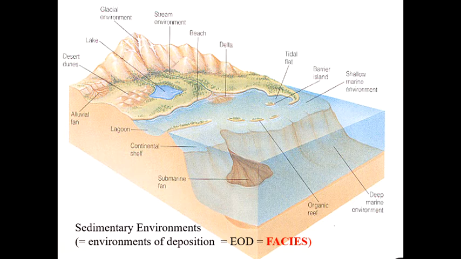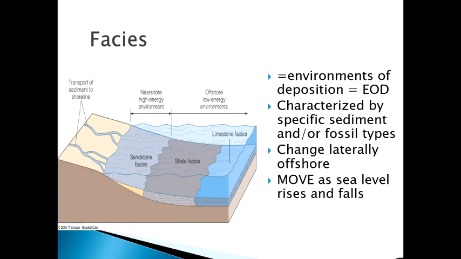So for instance, if you're used to saying in this diagram that's the delta environment or that's the organic reef environment, it can also be the reef facies or the delta facies. Another picture here says essentially the same thing, but now we're going to look at a specific suite of facies in the shallow marine area, because there's one thing that's important about sea level that I'm going to get to in a couple of slides.